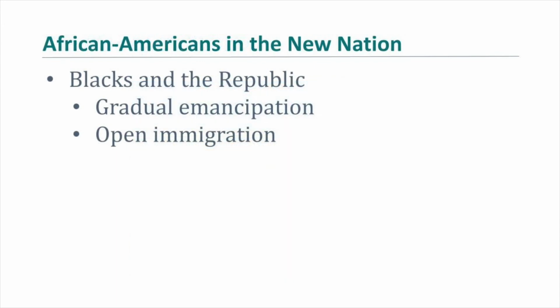The status of free blacks in the early republic was ambiguous. The Constitution did not initially define who were citizens of the United States, so individual states defined the boundaries of freedom. In some states, North and South, free blacks had some rights, including the right to vote. But the vast majority of blacks were enslaved, and slaves were not considered members of the nation or fully eligible for citizenship, even if they were free.